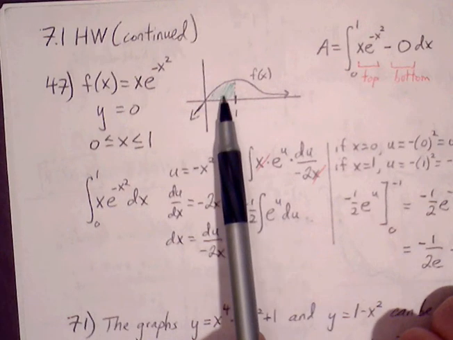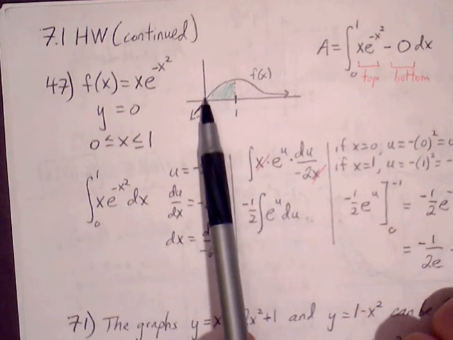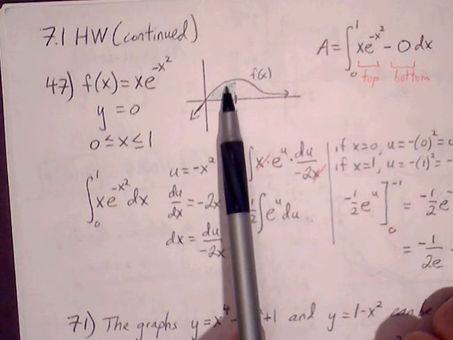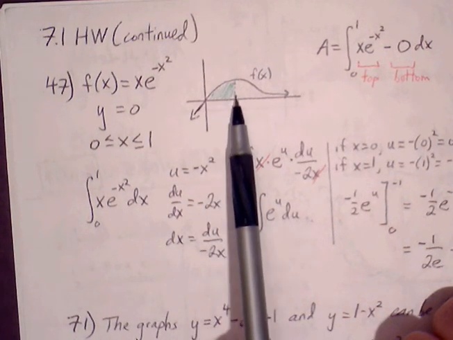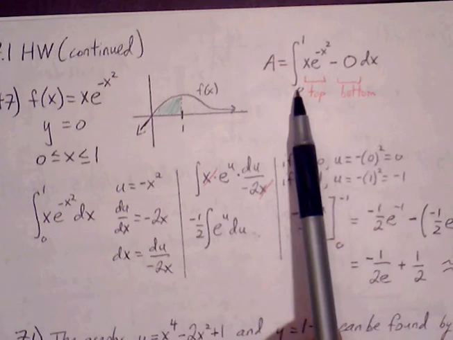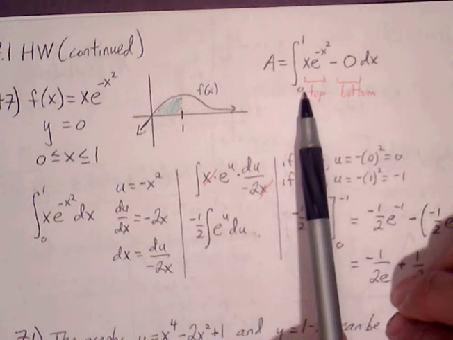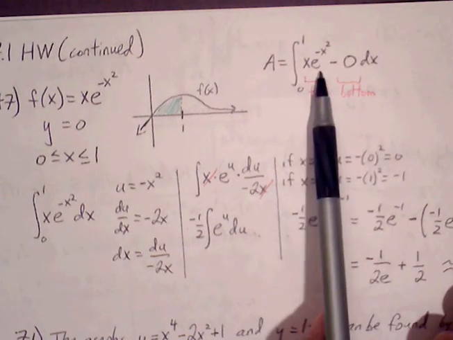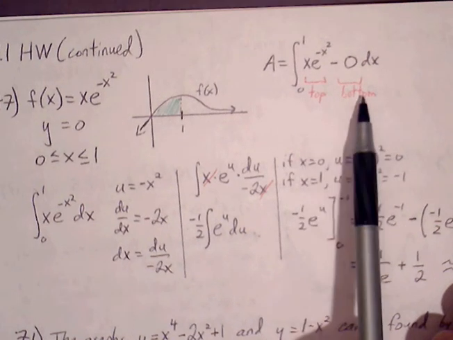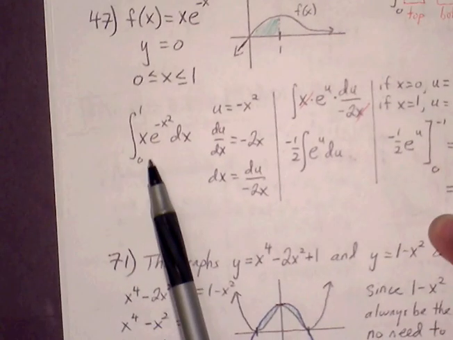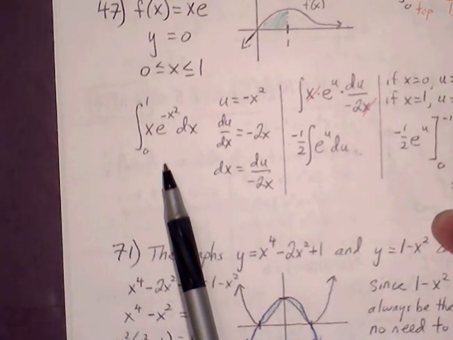Okay, so we can simply do top minus bottom because this curve is always going to be above the axis and it's going to be consistent from our left to our right bound. So we can just plug in our formula here. So area will be from our left bound to right bound, so 0 to 1, which is given to us. And our top curve is x e to the negative x squared, and our bottom curve will be 0. So we're simply finding the definite integral of x e to the negative x squared from 0 to 1.